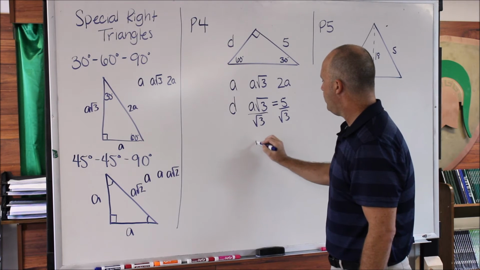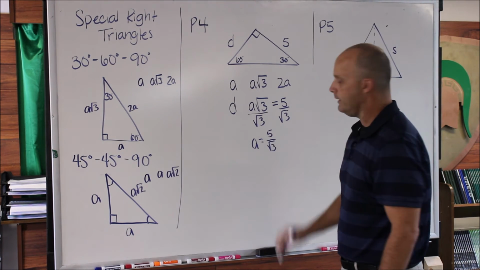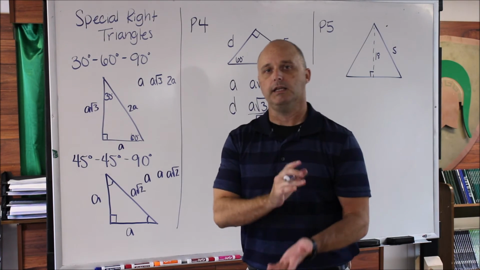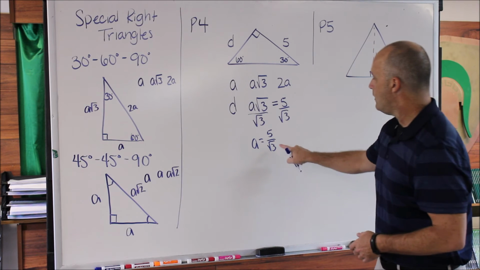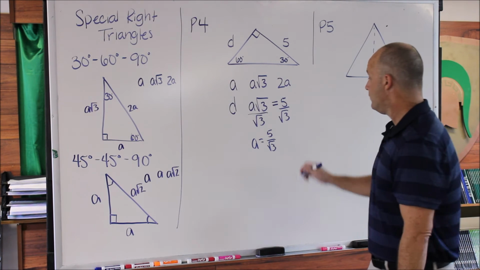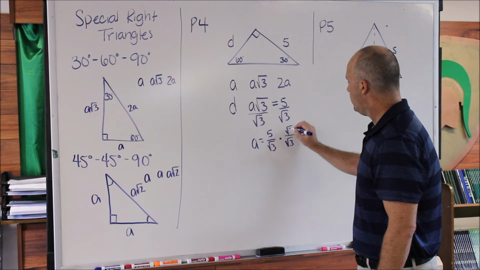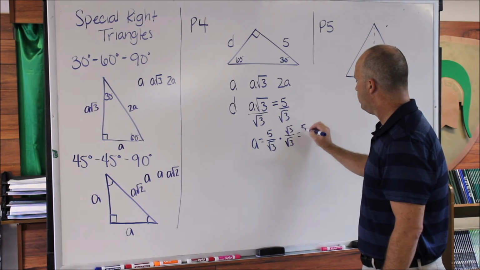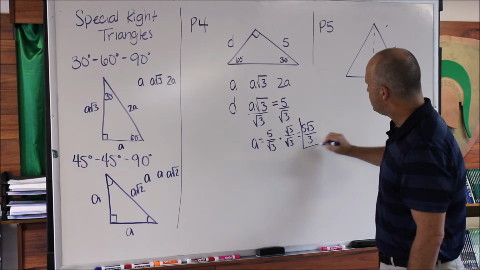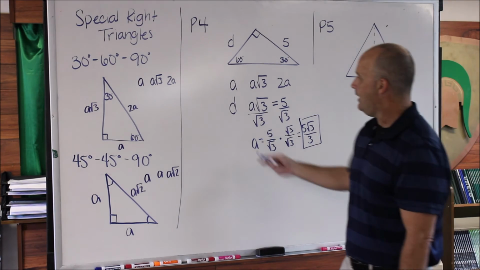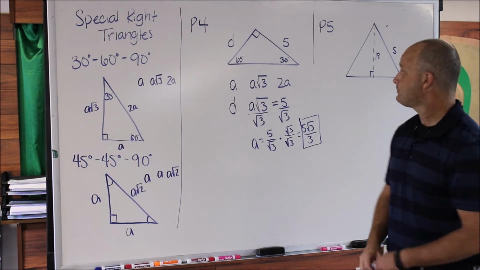And then you end up with A is equal to 5 over the square root of 3. But remember, we cannot leave a radical in the denominator, so we've got to go ahead and rationalize this. So again, multiply by the square root of 3 over the square root of 3, and we get 5 square root of 3 over 3. So that is the length of A. And since A is D, D is 5 square root of 3 over 3.